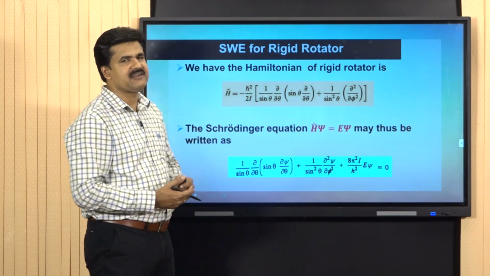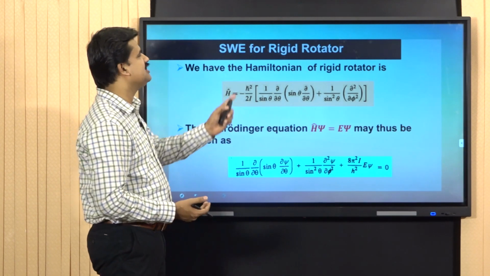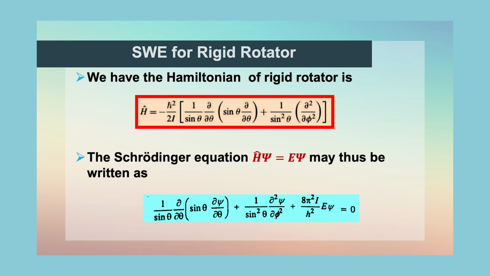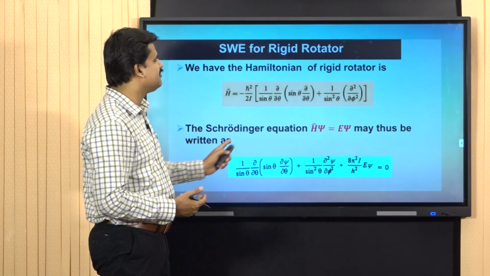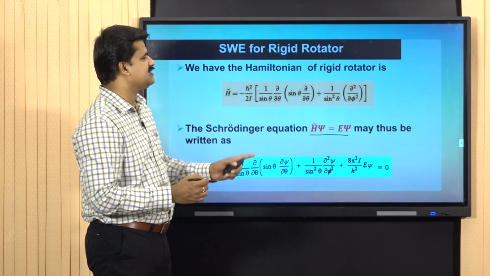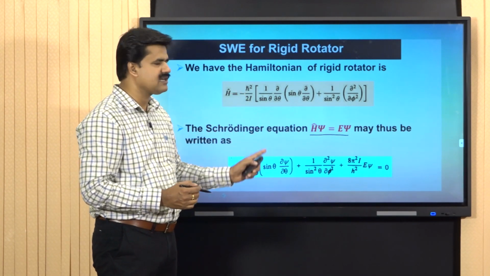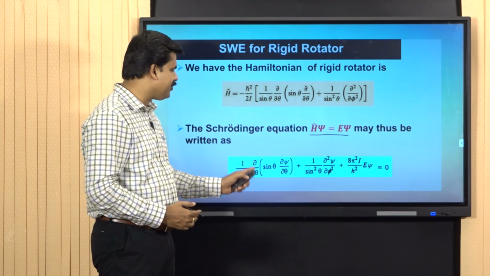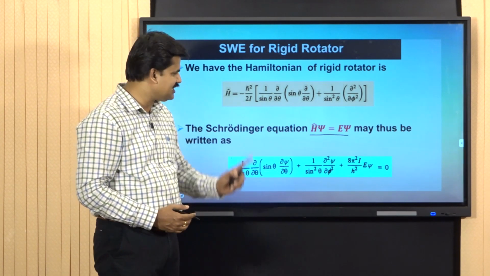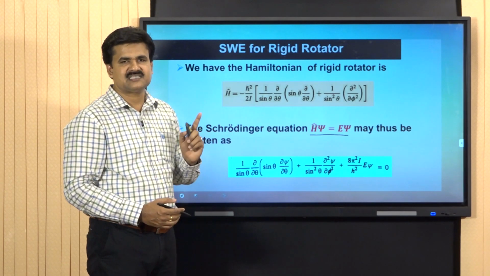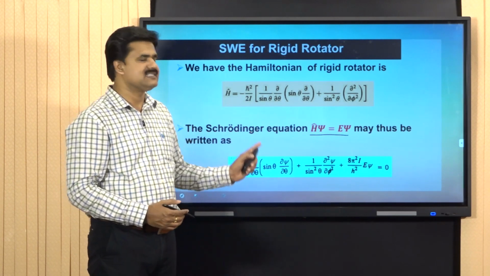Now, the Schrodinger wave equation for a rigid rotator. We have the Hamiltonian operator H hat equal to minus h cross square by 2I times 1 by sin theta dou by dou theta sin theta dou by dou theta plus 1 by sin square theta into dou square by dou phi square, and we have the time independent Schrodinger wave equation H psi is equal to E psi. Substitution of this H hat value here leads to the complete Schrodinger wave equation for the rigid rotator as 1 by sin theta dou by dou theta of sin theta into dou psi by dou theta plus 1 by sin square theta dou square psi by dou phi square plus 8 pi square I by h square into E psi is equal to 0. This is the Schrodinger wave equation.